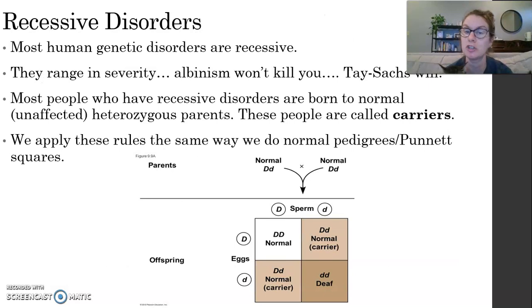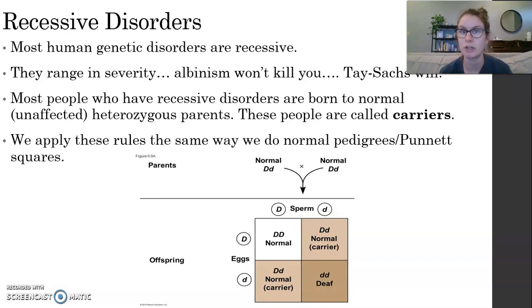So most human genetic disorders are recessive. The reason there are more recessive disorders is because there are tons and tons of carriers that don't know they have it until they have kids with someone who also has that recessive trait, and now their children have it. There are dominant disorders, but most human genetic disorders are recessive because you can have a carrier.